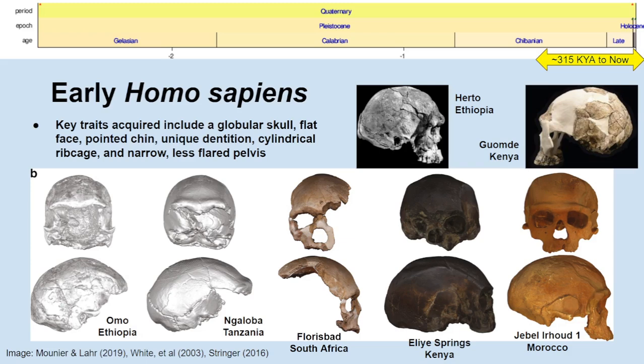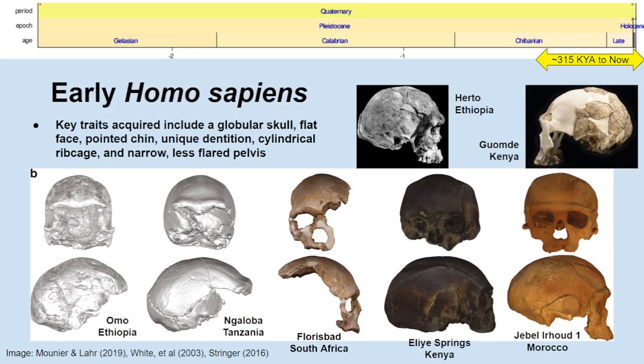In general, Homo sapiens can be defined morphologically as follows: having a rounded globulous skull, a flat sunken face lacking significant prognathism but providing a high forehead, a pointed inverted T-shaped chin, a derived dental morphology in both size and crown shape, and postcranially, a cylindrical rib cage and a less flared pelvis.